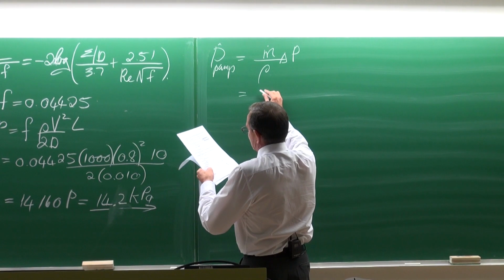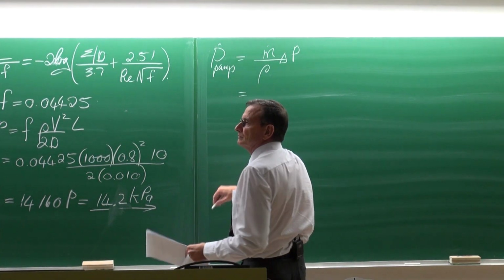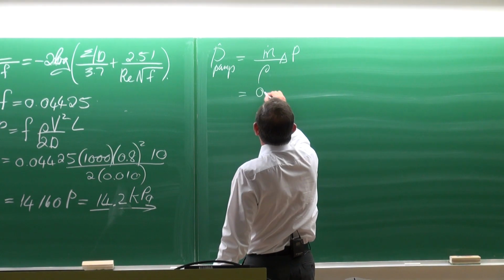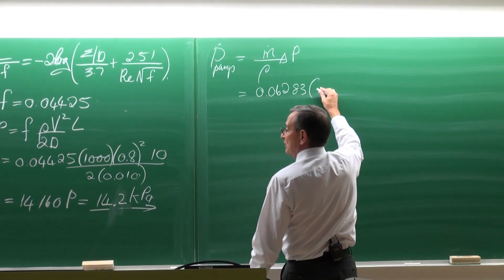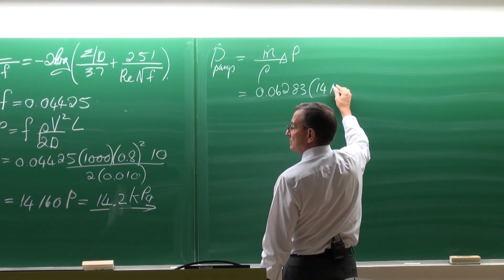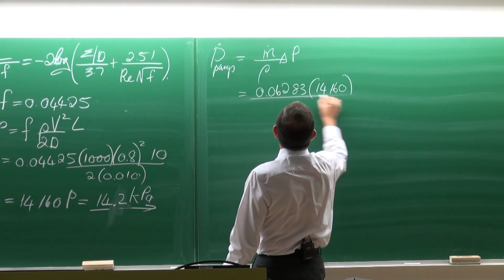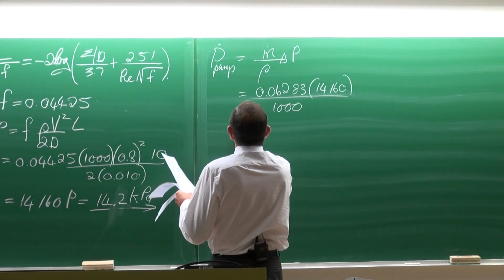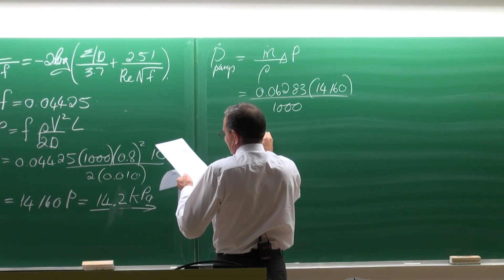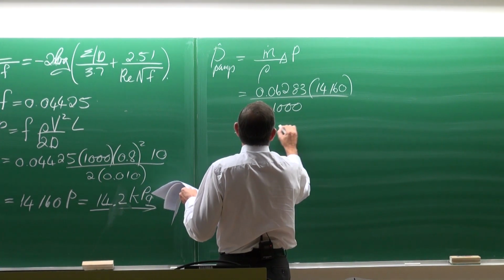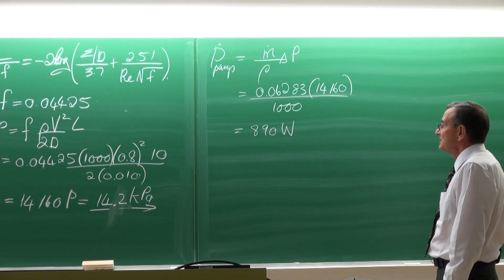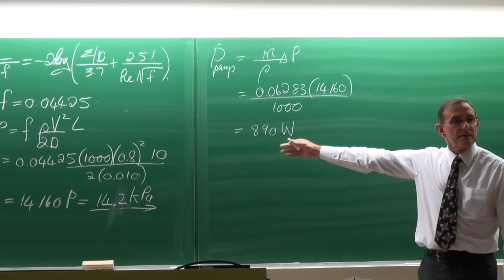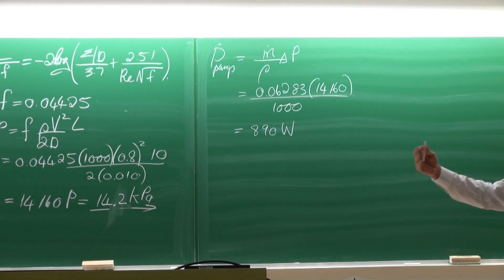And that is equal to the mass flow rate, 0.06283, multiplied by the pressure drop, 14,160, divided by the density, which is 1,000, and that would be equal to 890 watts. So it's about 0.9 kilowatts. This would be with the assumption that the pump has 100% efficiency.